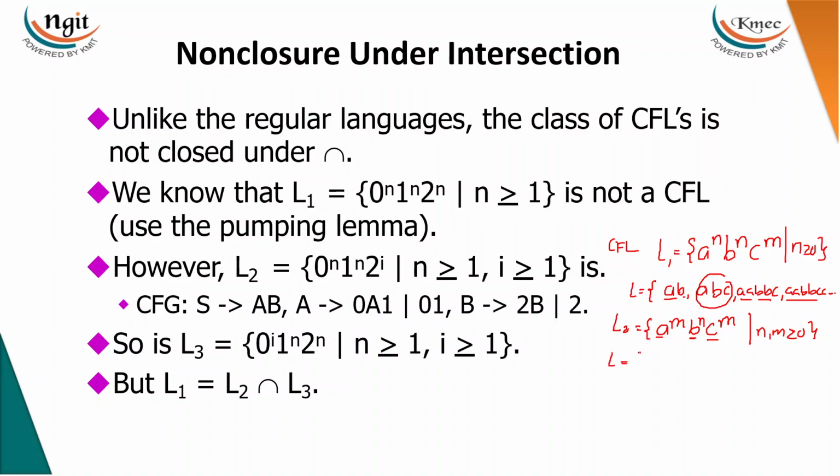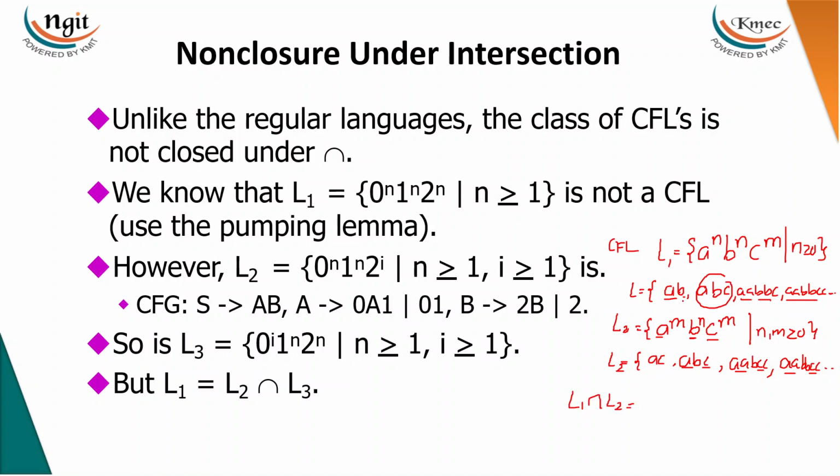So we can take ABC, where A and C are equal, or AABCC, where A and C are equal, or AABBCC, where A and C are equal. Then this is the CFL L2. Then take L1 intersection L2.